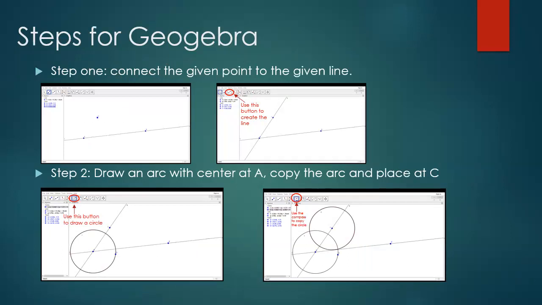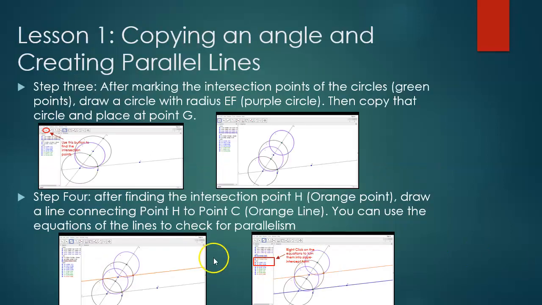At the top of the GeoGebra program is a toolbar that contains all the tools necessary to create these constructions. In the first step, students will need the line drawing tool, shown here. In the second step, students will need to be able to draw a circle, which is shown here. They will also need to be able to use the compass tool, shown here, which helps them copy circles. Students will need to be able to find intersection points, and GeoGebra makes that super easy by using the intersection point tool in the toolbar at the top.